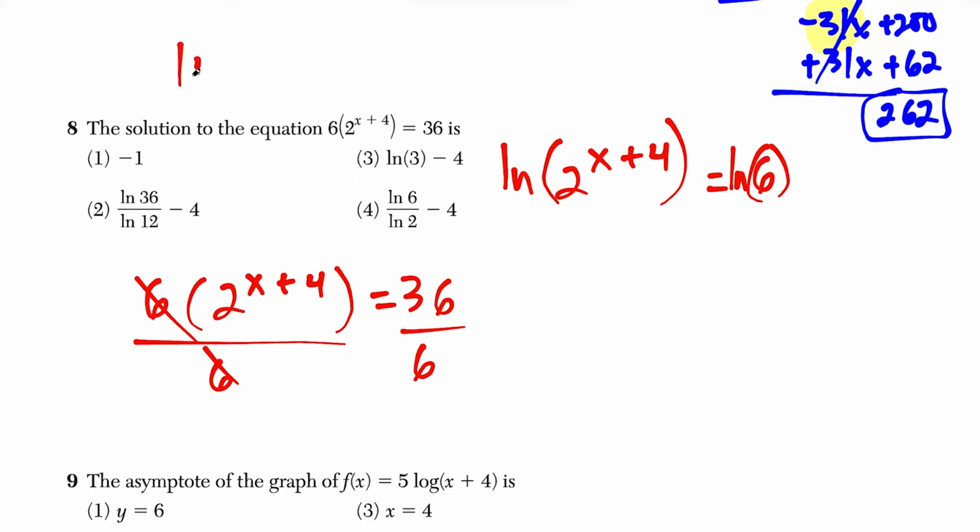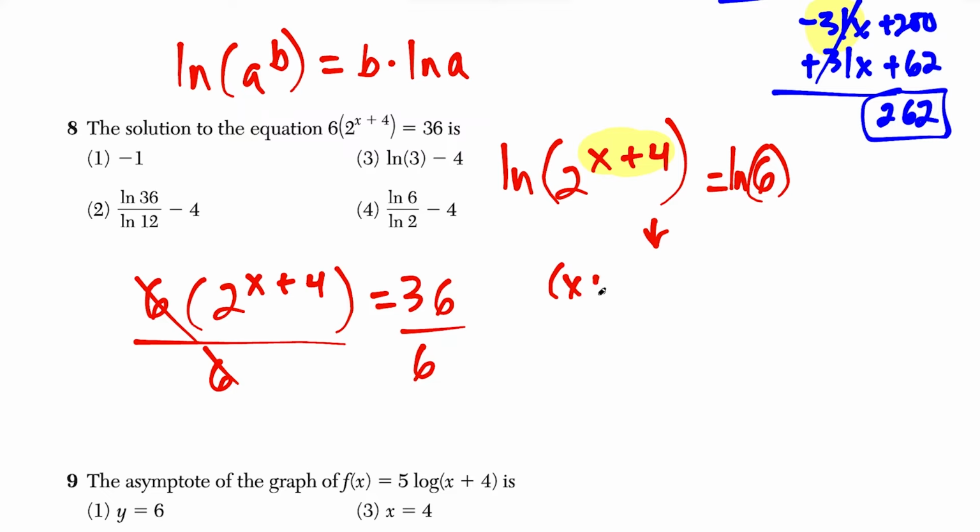And now this is the property that we want to use. If we have any log, let's say I use natural log of a to the b power, I could bring the exponent in front and attach it by multiplication. So that's what I want to do here. I'm going to take the x plus 4 that's in the exponent inside the log, and bring it to the front. So we're going to have in the next line, x plus 4 times natural log 2 is equal to natural log 6.